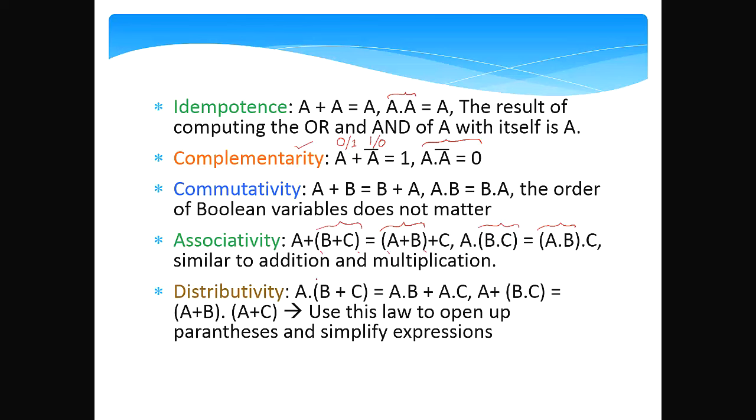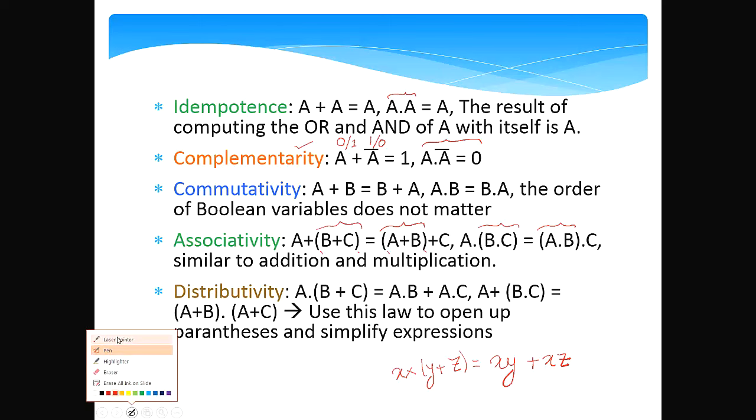Then we have distributivity. In distributivity, it's similar to what we have in regular arithmetic, like x multiplied with (y plus z) is equal to x multiplied by y plus xz. So this is the law of distributivity that we get to see in regular math. Exactly the same thing holds for Boolean algebra as well. So what we see over here is that A and (B or C) is exactly the same as (A and B) or (A and C).